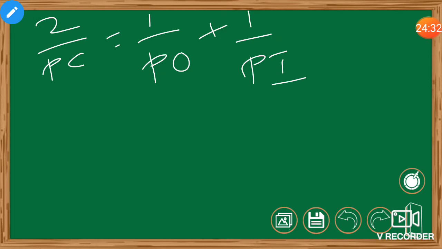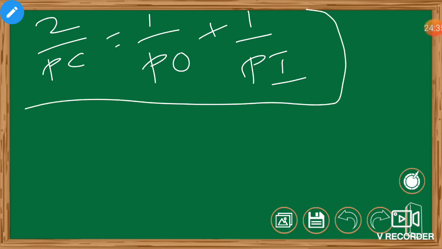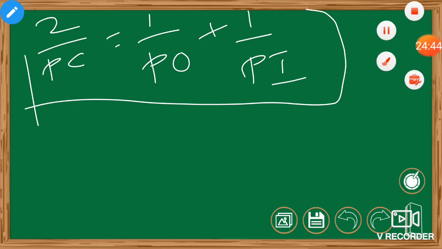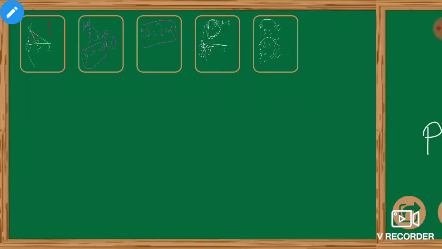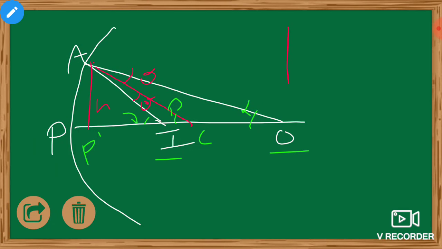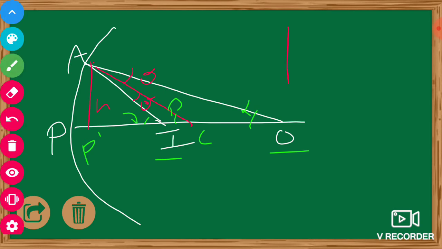Now to find the correct values for this situation, we have to follow the sign conventions. Correct? We have to find out the correct sign conventions. For this purpose, let's move towards the diagram. I will show you that. For the sign conventions, all distances should be measured from the pole, from here. From this pole only we can measure all the distances.